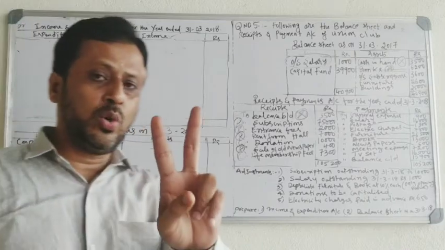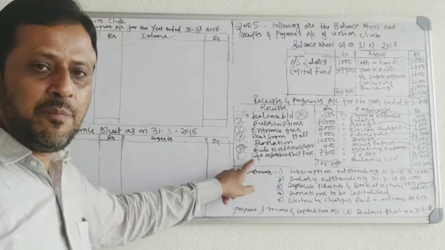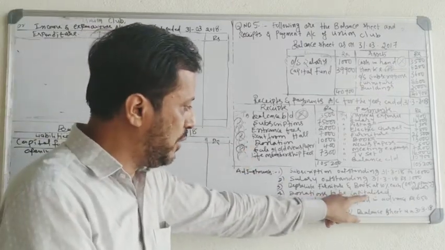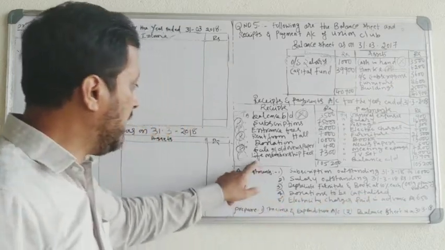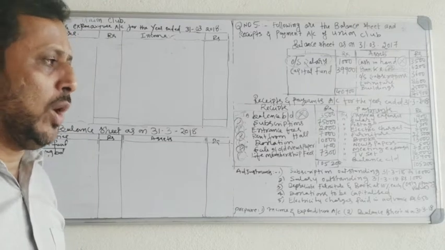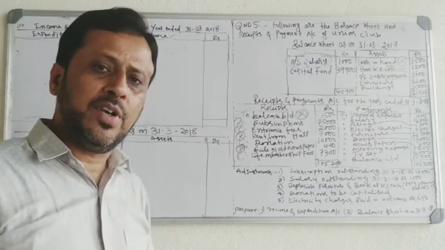Okay. So there are two capital receipts. One is donation and another is life membership fees. Donation is to be treated as capital as per adjustment, and life membership fee is received only one time to make the outsider a member. So it is also treated as a capital receipt.